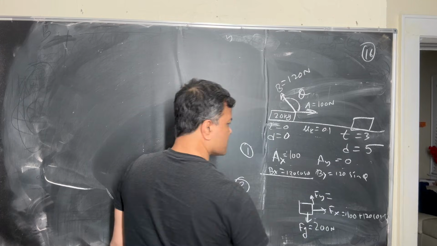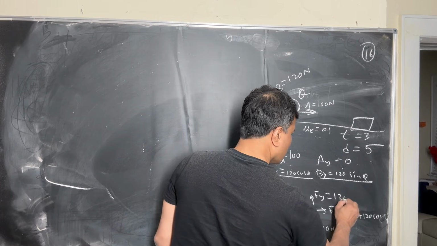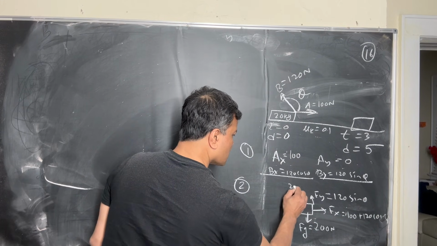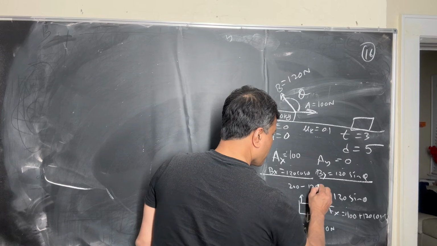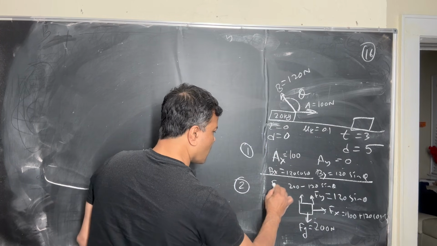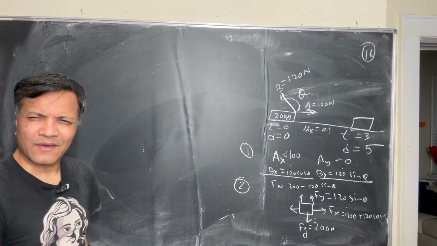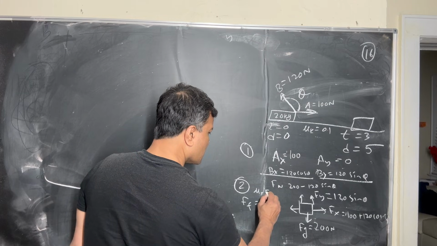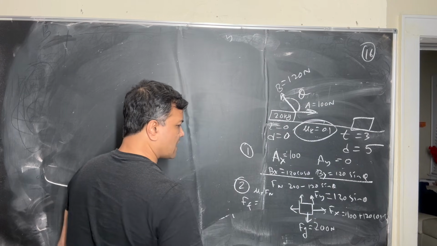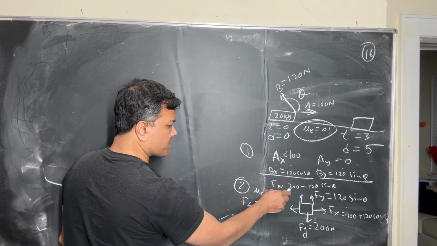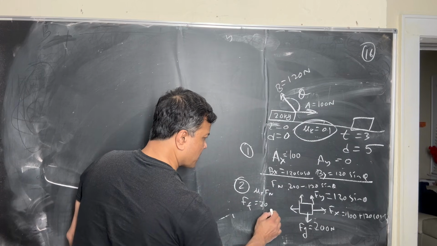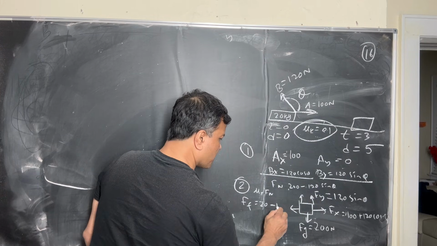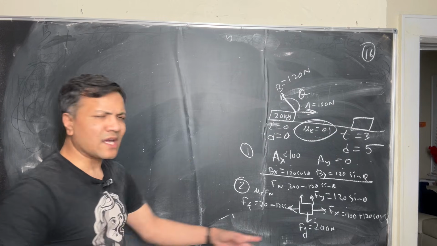Fy is, you want to add them up: 120 sine theta. Normal force, 200 minus 120 sine theta. Don't forget to call it normal force. Ff is mu k Fn. Mu k is 0.1. Fn is this one. So 200 times 0.1 is 20 minus 120 times 0.1 is 12 sine theta. You're done with free body diagram.